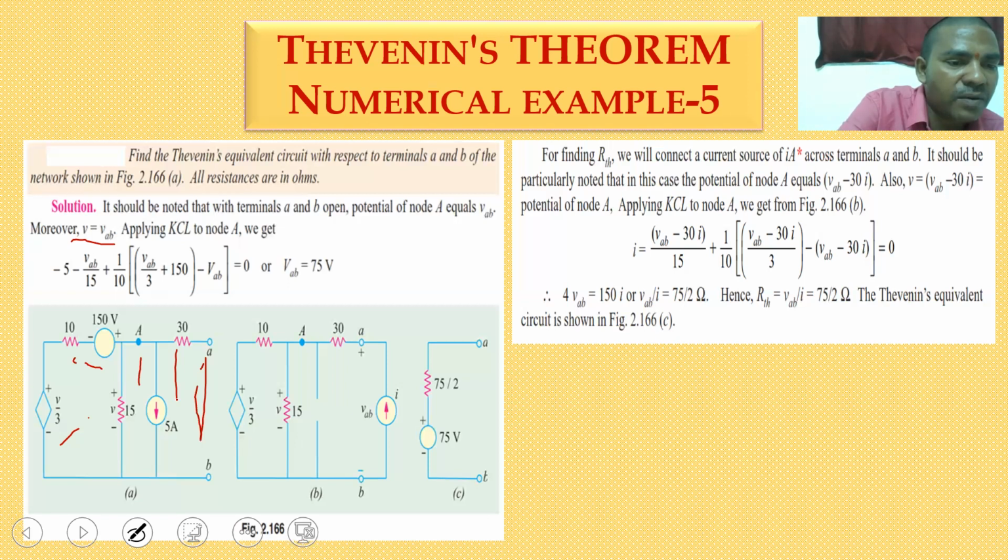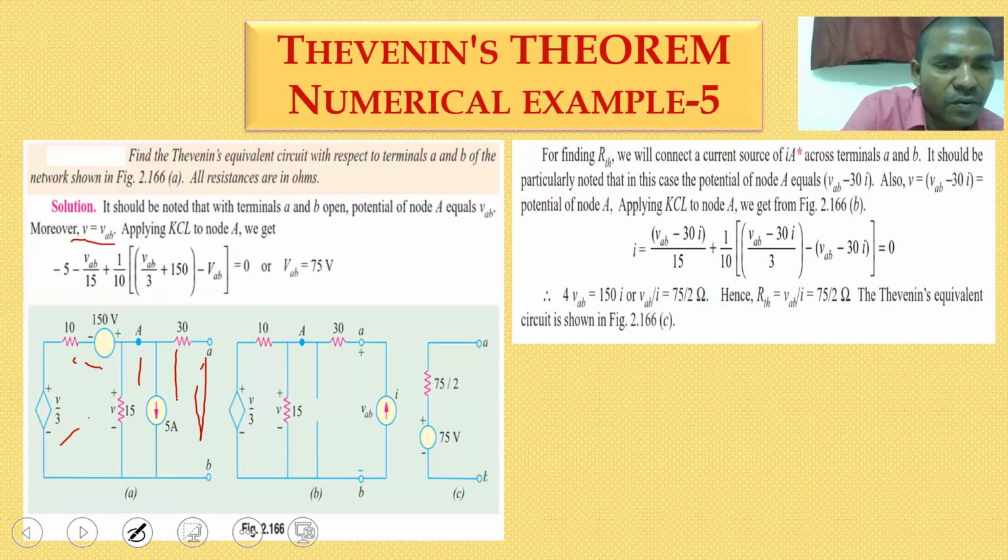So minus 5. The second current is minus VAB by 15, so this is the current flowing through the 15 ohm resistor. And the third current, the total resistance is 10, and the total current is (VAB by 3 plus 150 minus VAB) by 10. Because V is the same as VAB, we are substituting this value.